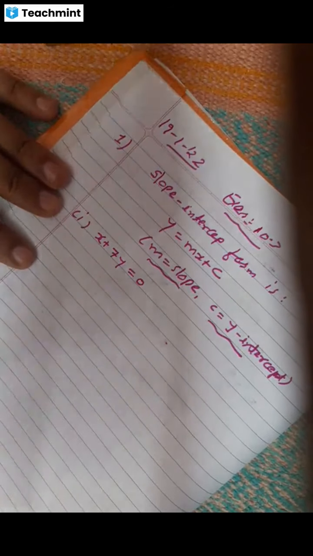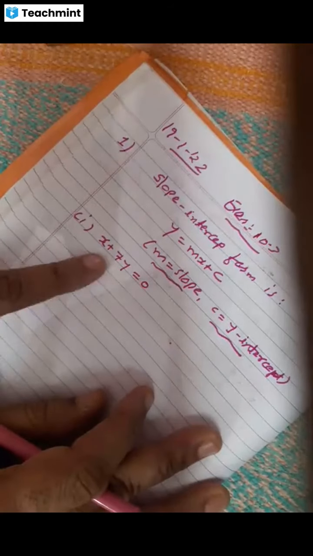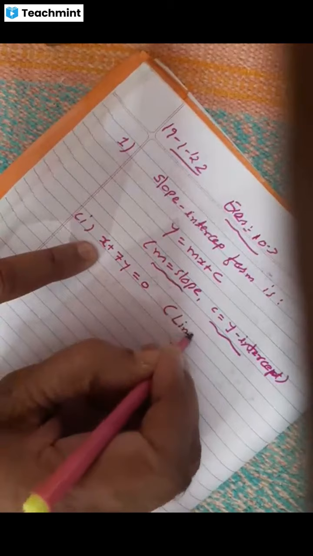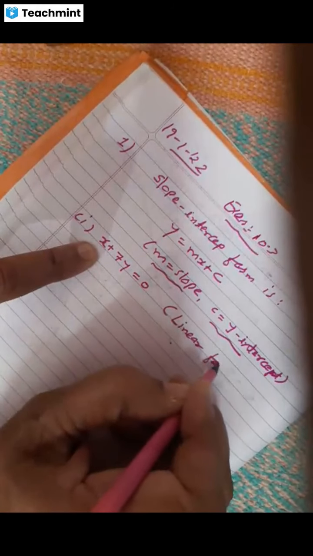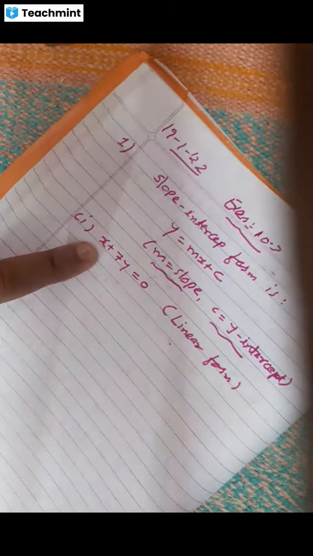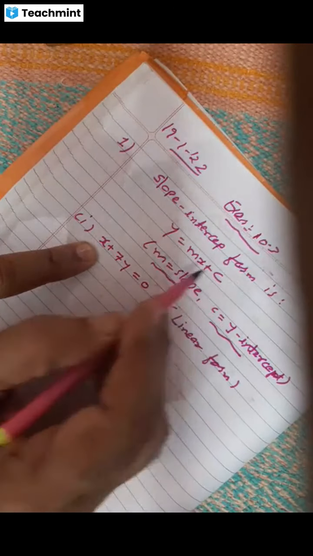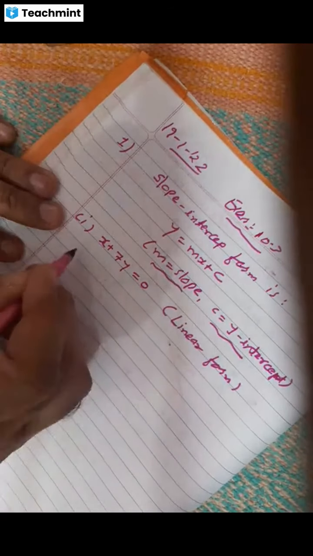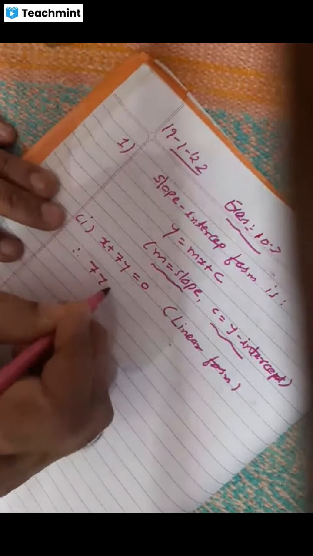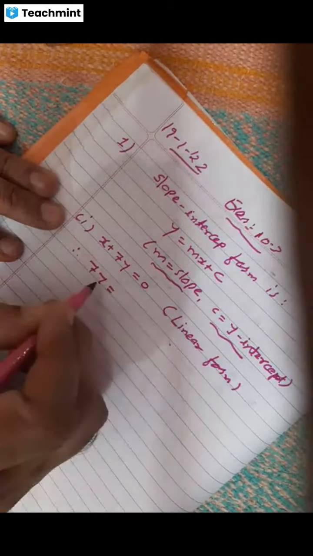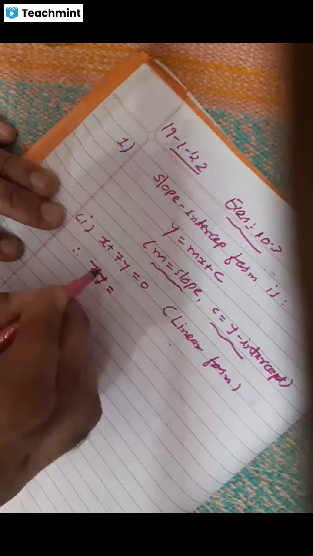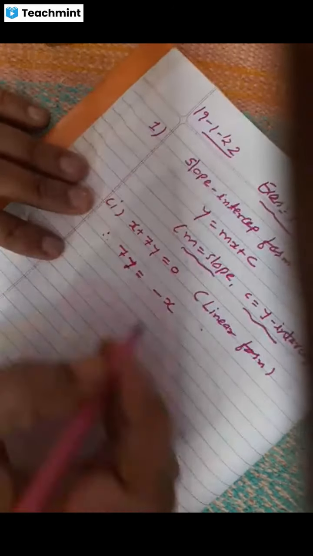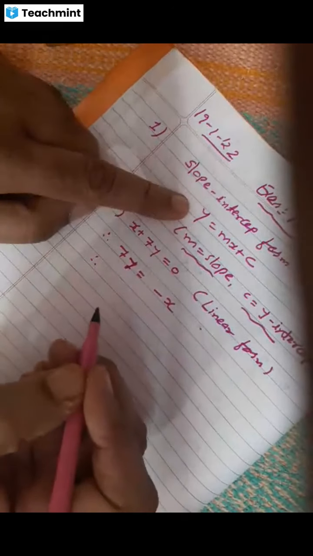So what you have to do is, this one is a linear form. This is a linear form. So you have to convert, reduce into this form, slope-intercept form. So y equal to mx plus c. So from here, 7y is equal to minus x. First step. Then make y the subject.